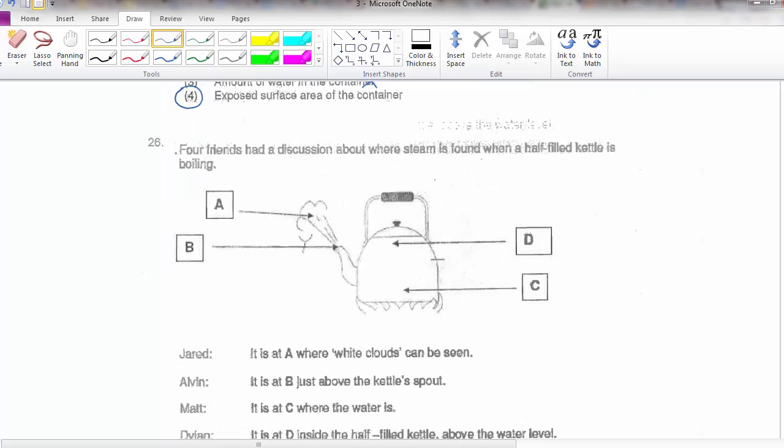Question 26. So this one is steam. So recall, what is steam? Steam is basically hot water vapor.